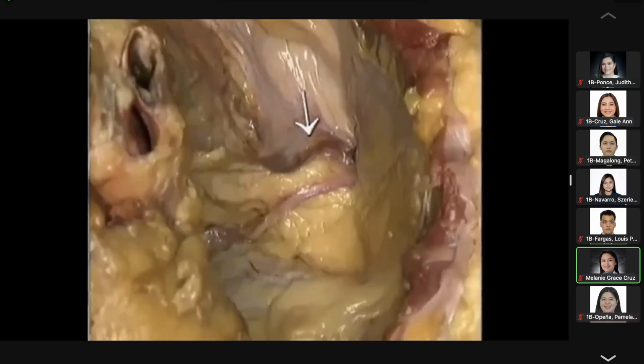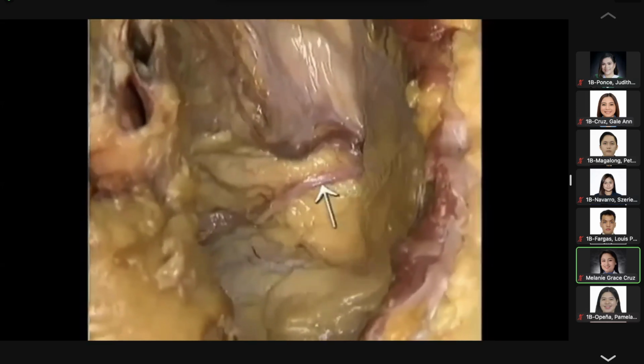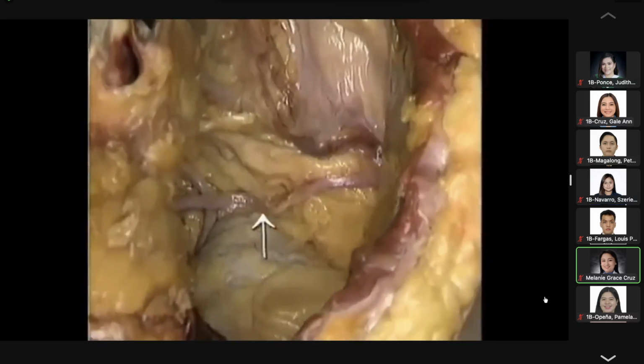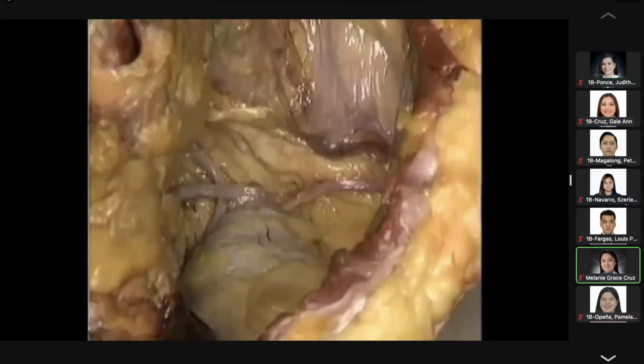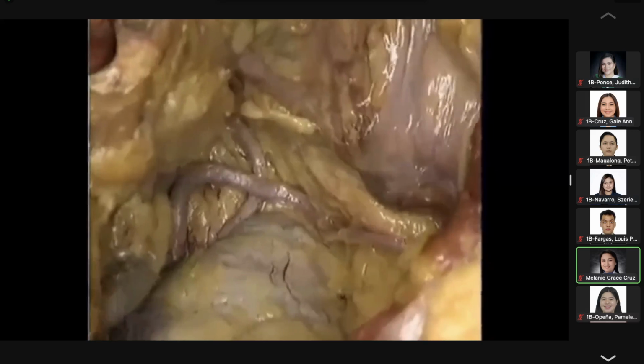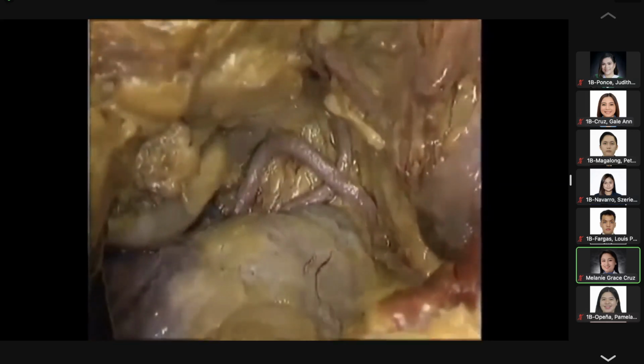Here are the testicular vessels passing downwards and forwards towards the internal inguinal ring. Here's the ductus deferens. It runs backwards alongside the dome of the bladder, which is here, then crosses the ureter, which is lateral to it, and passes down behind the base of the bladder.